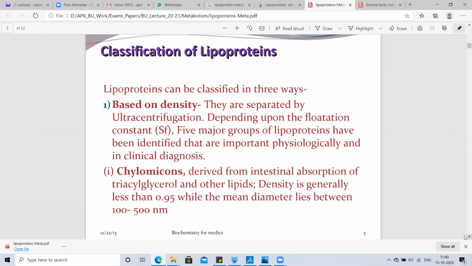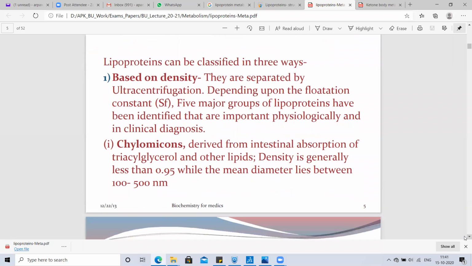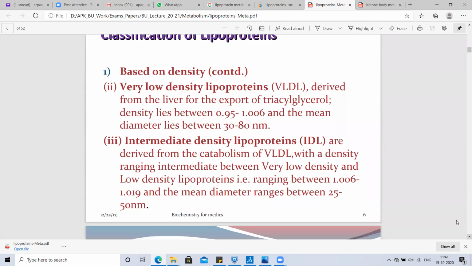The first group includes chylomicrons. Okay, and these chylomicrons are derived from the intestinal absorption of triacylglycerols and other lipids. The density is generally less than 0.95, while the mean diameter lies between 100 to 500 nanometer. The second class includes the very low density lipoproteins, which are derived from the liver for the export of triacylglycerol, and their density lies between 0.95 to 1.006, and the mean diameter lies between 30 to 80 nanometer.